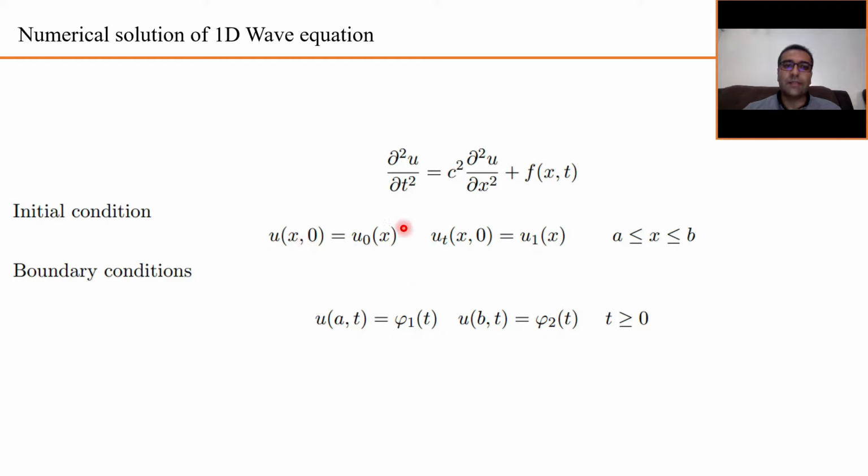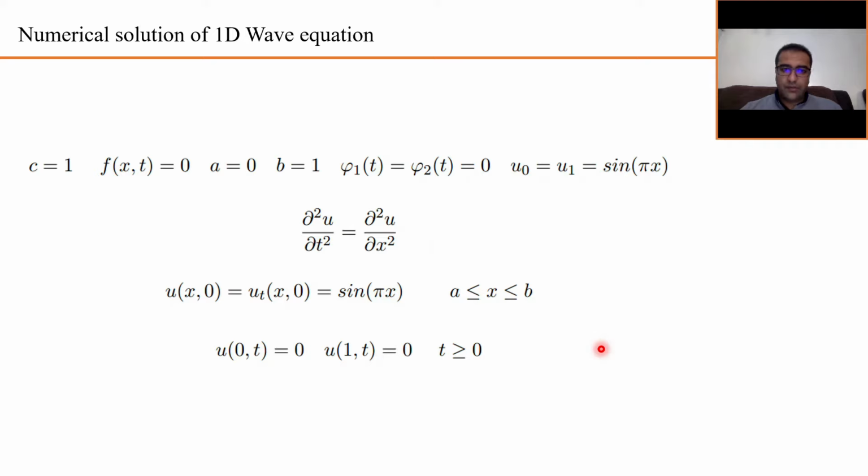And it says that in addition to knowing the value of the function at the boundaries or at the zero moment, we should also know the first derivative of the function at the same boundary or at the initial moment. And here you see that this u0(x) and u1(x) should be well-known functions in the interval of a to b. And here are the boundary conditions, and if we say that our boundary is limited to a and b, we should have well-known functions for all time, represented with phi1 and phi2, when time is greater than or equal to 0.